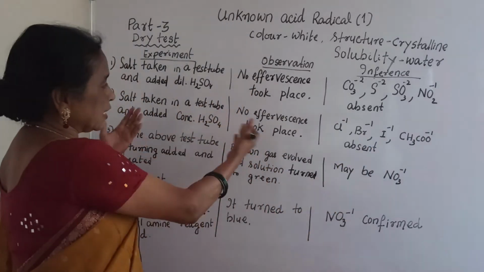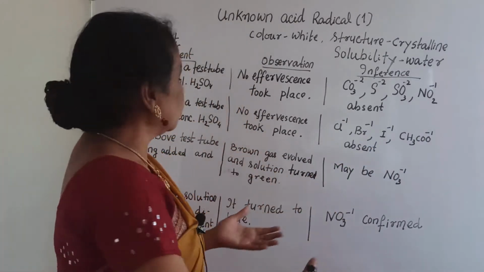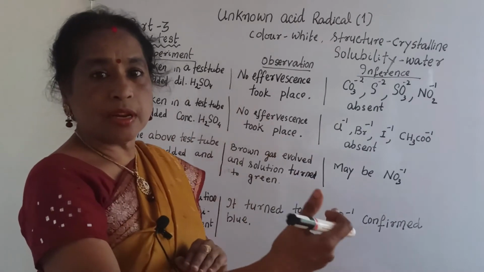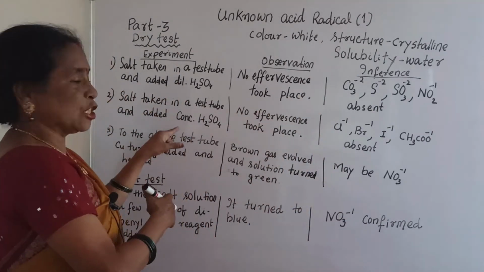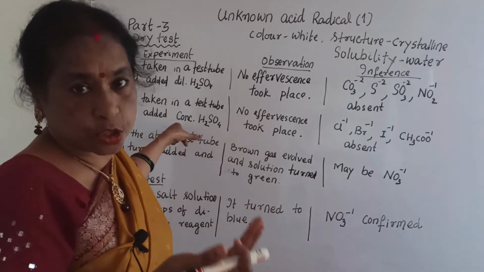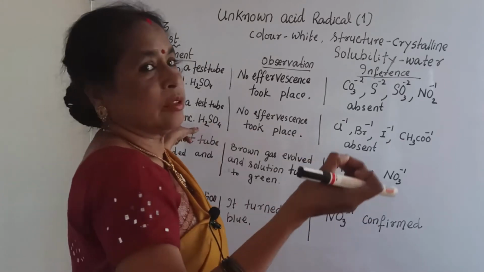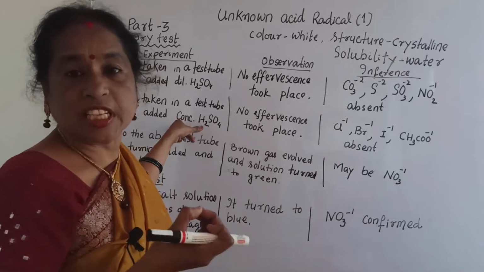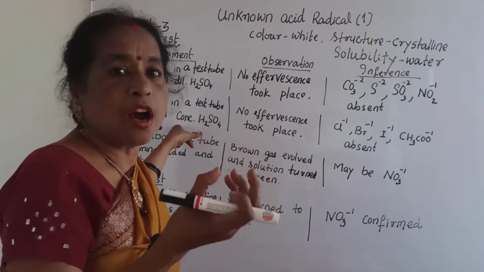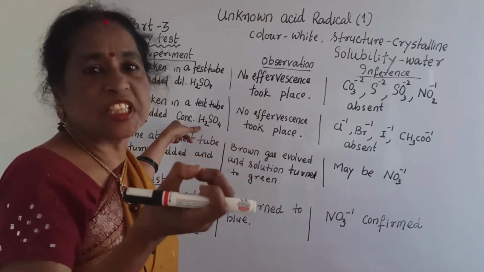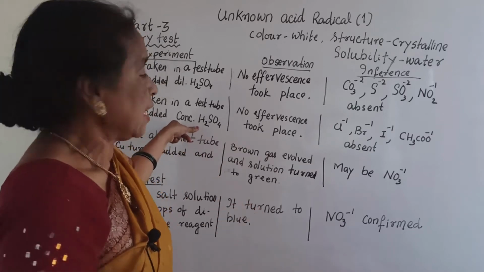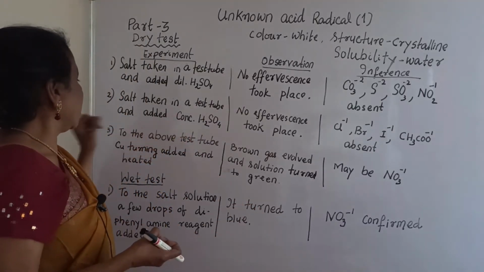If it is absent, then what to do? You will go to the third group, third level. What is that? In the same test tube, where you have taken salt and concentrated sulfuric acid, you add a few pieces of copper turnings. What is copper turnings? I told you before, copper turnings means thin pieces of copper.